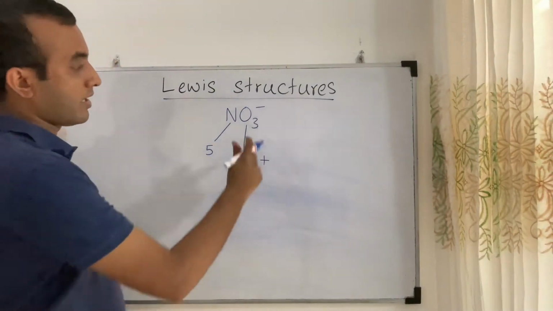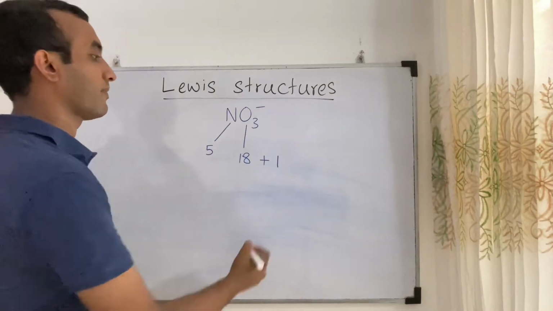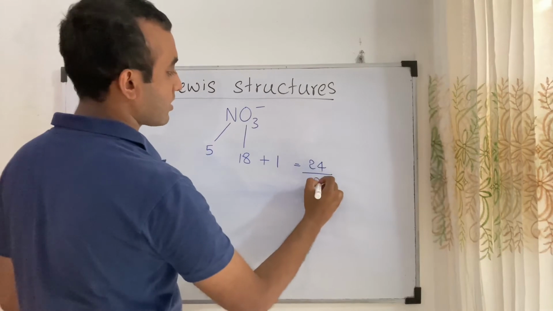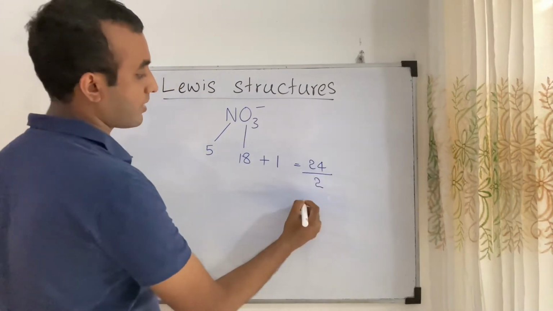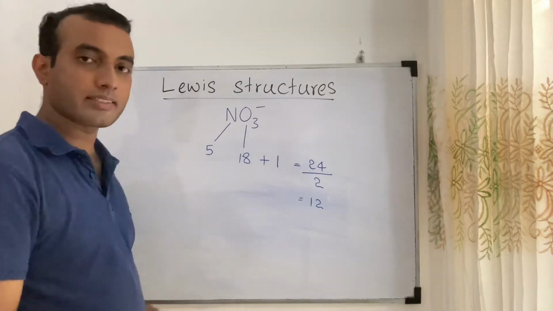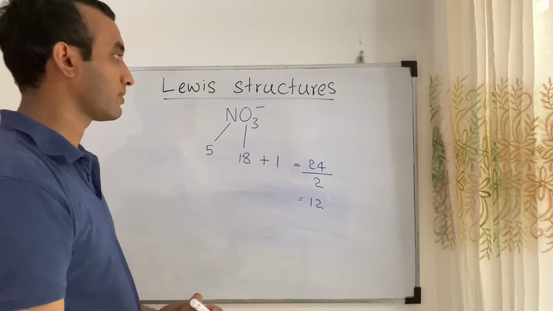Please remember, when there is a minus charge, we should add 1 electron. So altogether we have 24 valence electrons. So divide by 2 to find the number of pairs. We have 12 pairs. And then our next step is to draw the skeleton for this molecule.